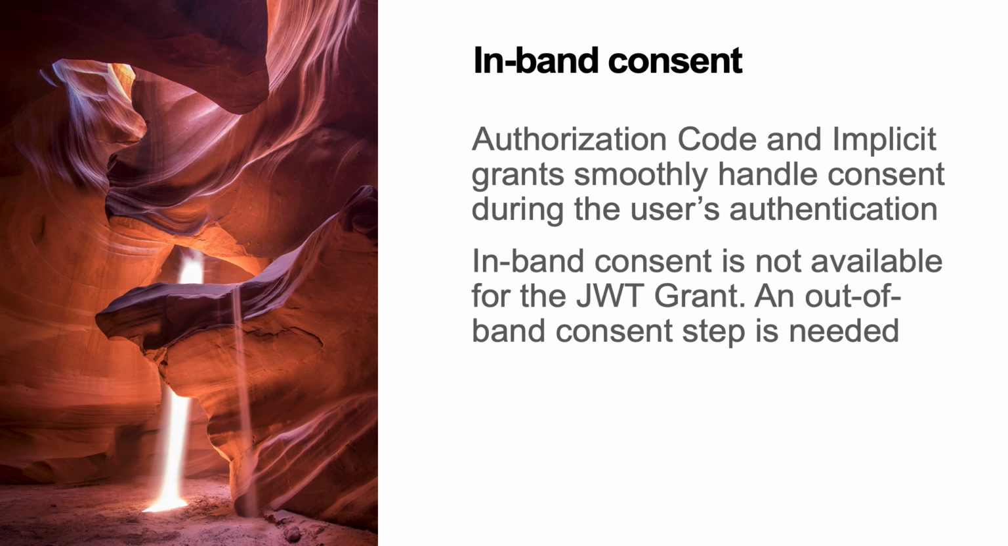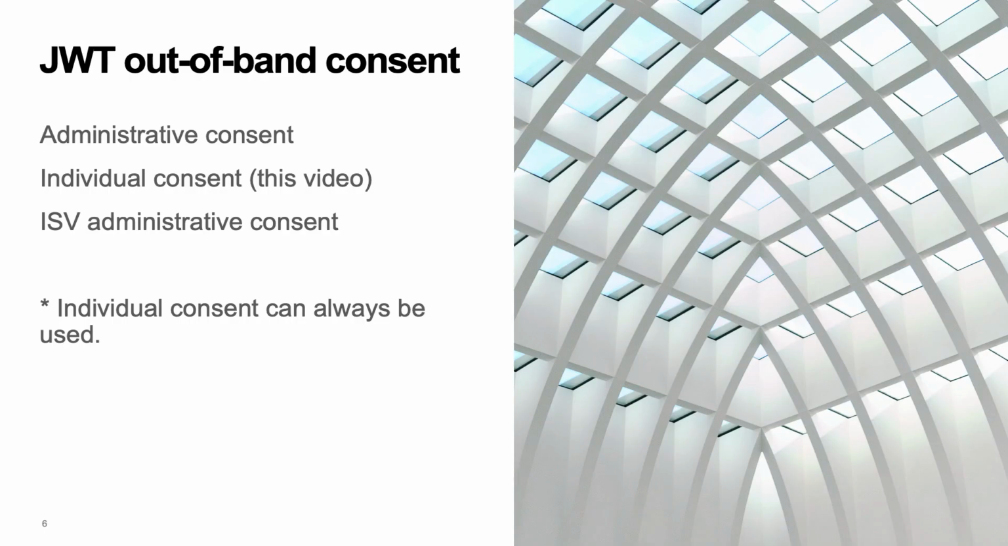The authorization code and implicit grant flows smoothly handle the consent step when the user authenticates with the application for the first time. This is called Inband Consent, since it occurs within the application flow. Inband Consent is not available for the JWT Grant, since the JWT Grant is used by autonomous applications where a user is often not present. For JWT Grant, an out-of-band consent step is needed.